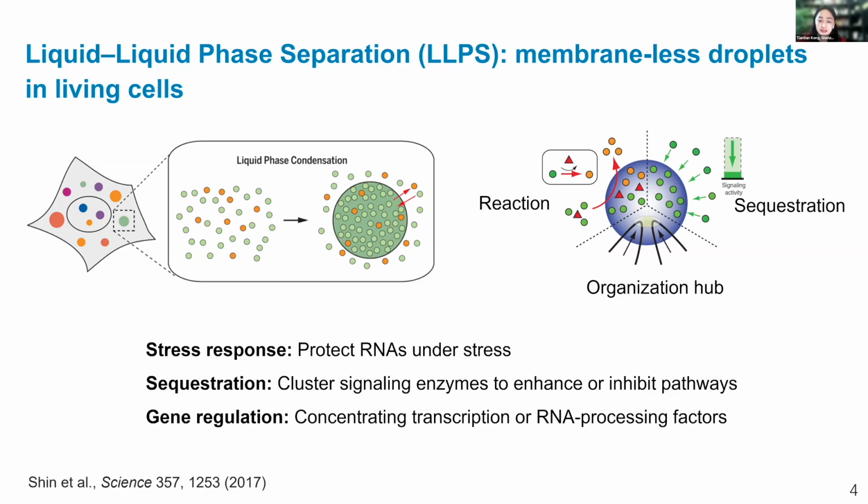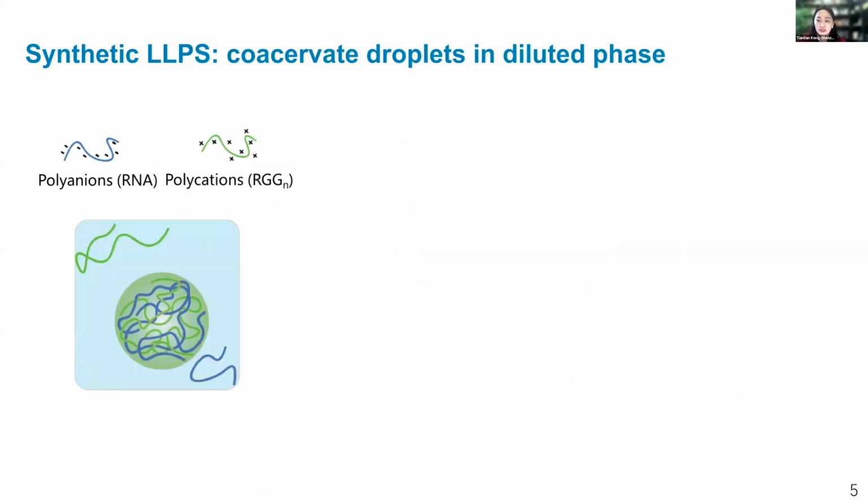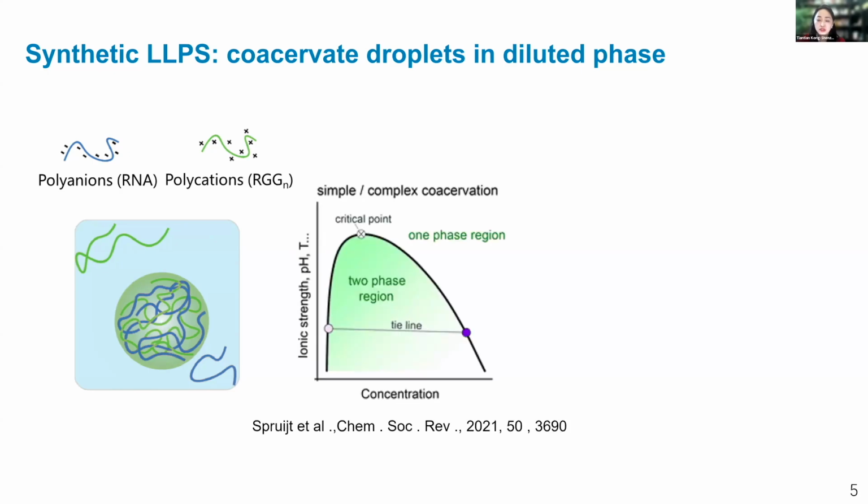Inspired by these droplets we see in cells, we can form water-in-water droplets employing synthetic liquid-liquid phase separation. On the left, you can see that combining a polymer that carries negative charges with a polymer that carries positive charges spontaneously leads to droplet formation. The phase diagram in the middle shows that droplet formation occurs in a certain range of concentrations and conditions of pH, temperature, and ionic strength.